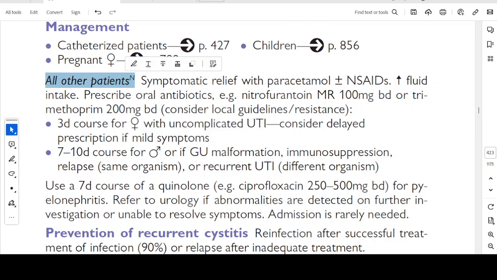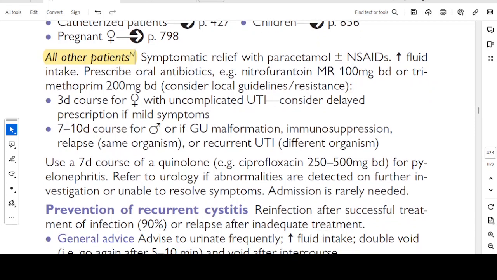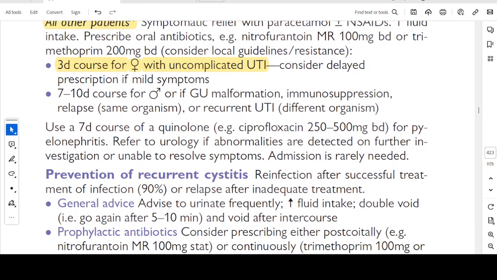All simple UTIs: symptomatic relief with paracetamol and NSAIDs, increase fluid intake, prescribe oral antibiotics, for example first nitrofurantoin MR 100 milligrams BD or trimethoprim 200 milligrams BD. Consider local guidelines for resistance. 3 days course for females with uncomplicated UTI. So this is a 3 days course of nitrofurantoin or trimethoprim for females with uncomplicated UTI. Consider delayed prescription if mild symptoms are there.